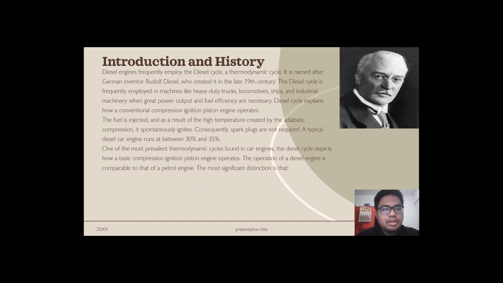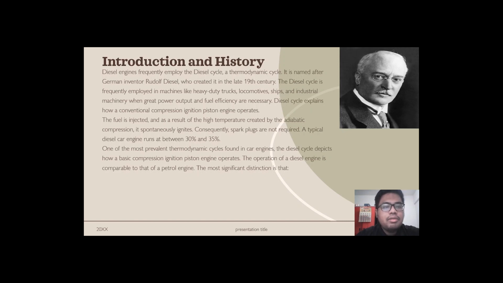So our introduction and history about the diesel cycle. Diesel engines frequently employ the diesel cycle, a thermodynamic cycle. It is named after the German inventor Rudolf Diesel, who created it in the late 19th century. The diesel cycle is frequently employed in machines like heavy-duty trucks, locomotives, ships, and industrial machinery when great power output and fuel efficiency are necessary.